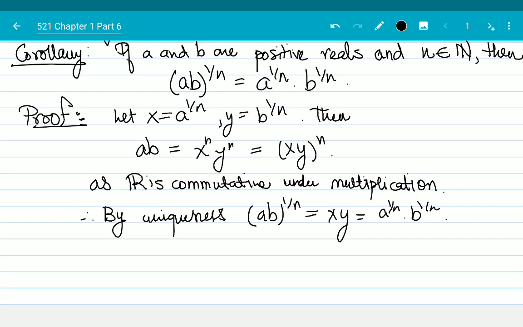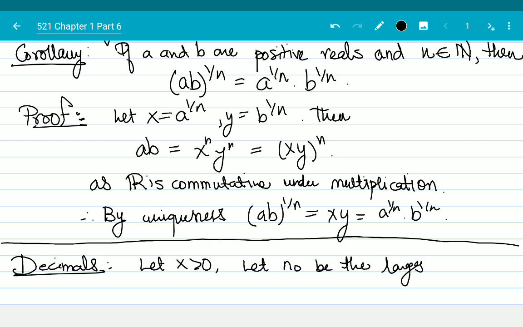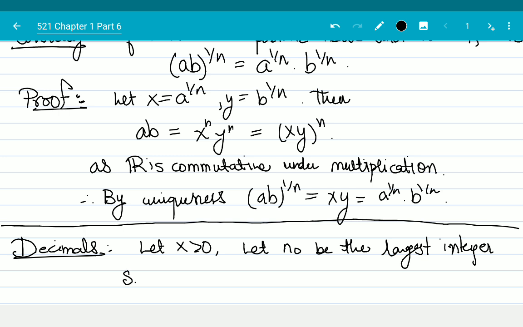Okay, now one small note: decimals. How are we going to write decimals? Let x be greater than 0, and let n naught be the largest integer such that n naught is smaller than or equal to x.